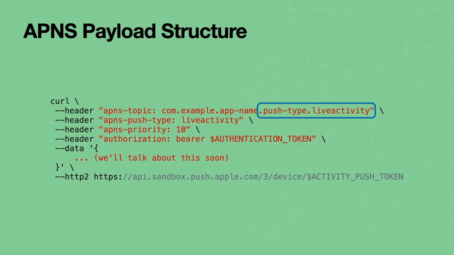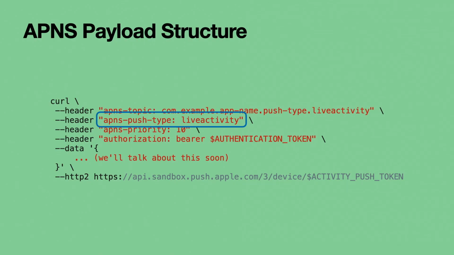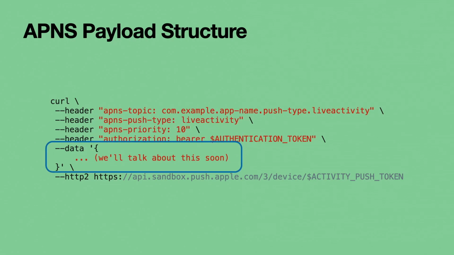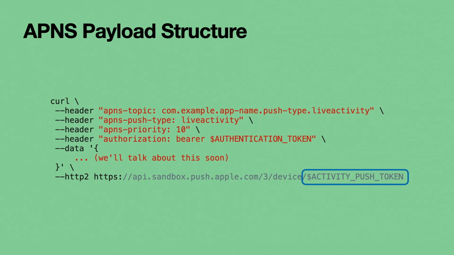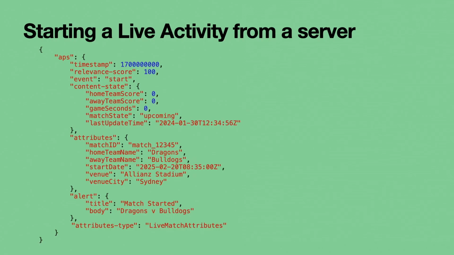The first is that you need to add push-type.liveactivity to the end of the app's bundle ID in the topic header field. And you also should set the push type to liveactivity. This differentiates us from regular push notifications. I'll talk about the body of the request in a minute. There's a bit that goes in here, so that's on another slide. We also need to add the device tokens here. So this is either the push to start token or the regular update token, depending on the type of request we're doing.